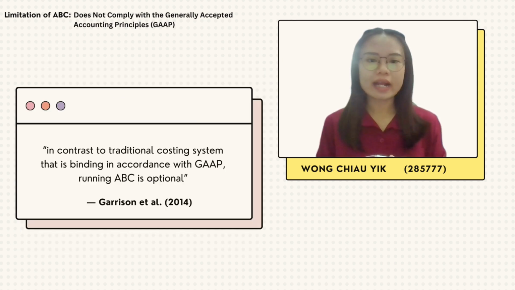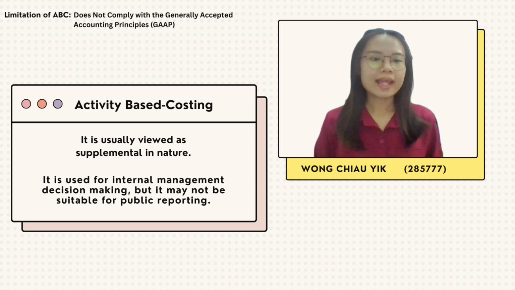The study from Garrison et al., 2014, grants that, in contrast to the traditional costing system that is binding in accordance with GAAP, running ABC is optional, which also proved the limitation of the ABC system. Therefore, activity-based costing is usually viewed as supplemental in nature.